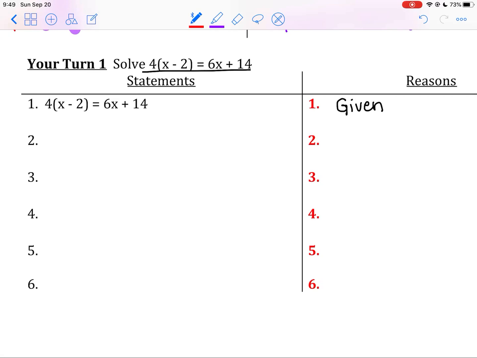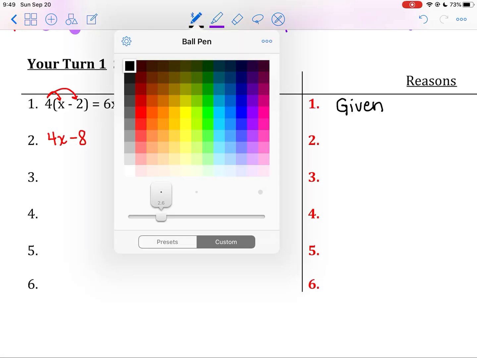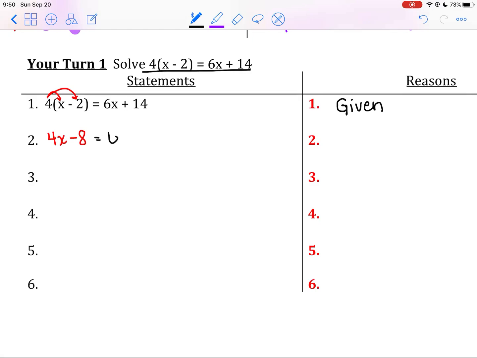If I see parentheses in an equation, the first thing I'm going to do is multiply that number outside into the parentheses. So if 4 times the quantity x minus 2, then now I can simplify that down. 4 times the quantity x minus 2 is going to be 4x minus 8. I multiply both parts. The other part of the equation doesn't really change.